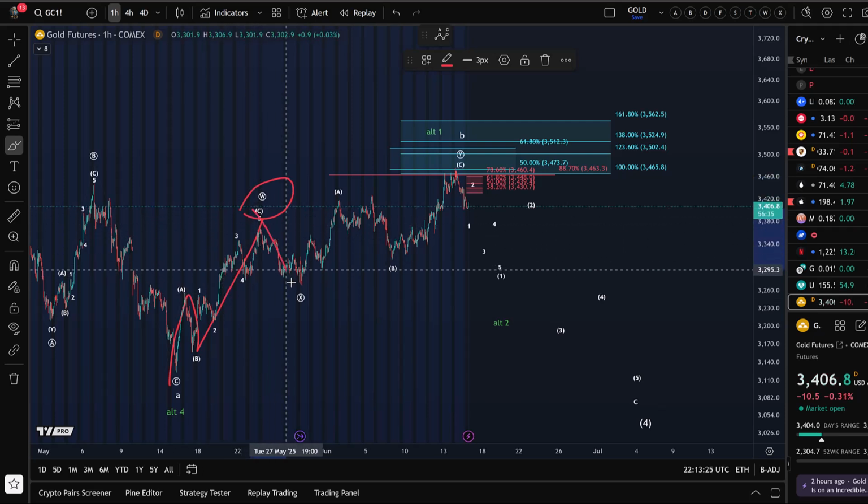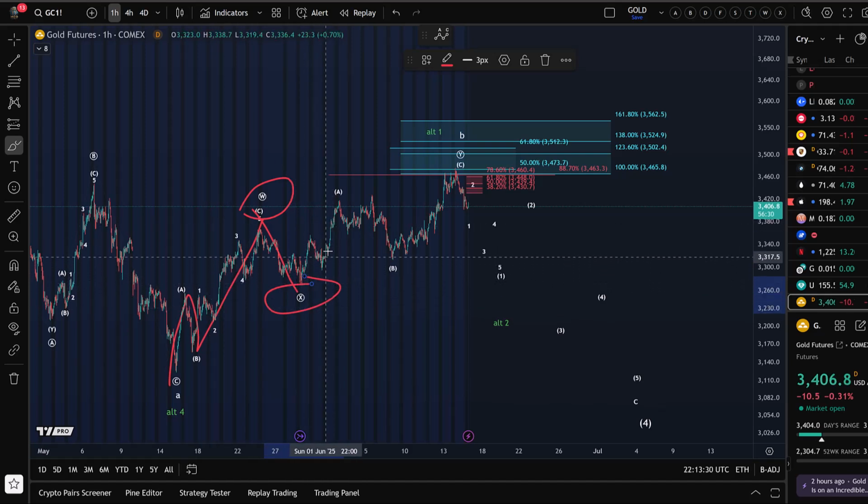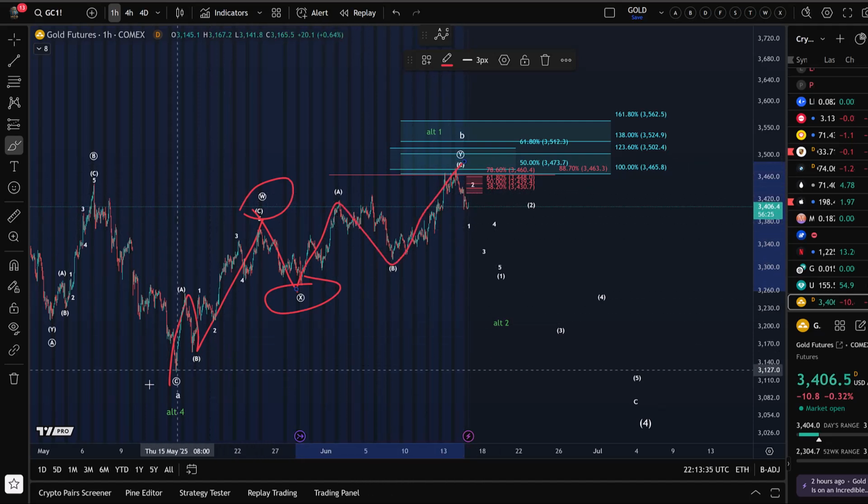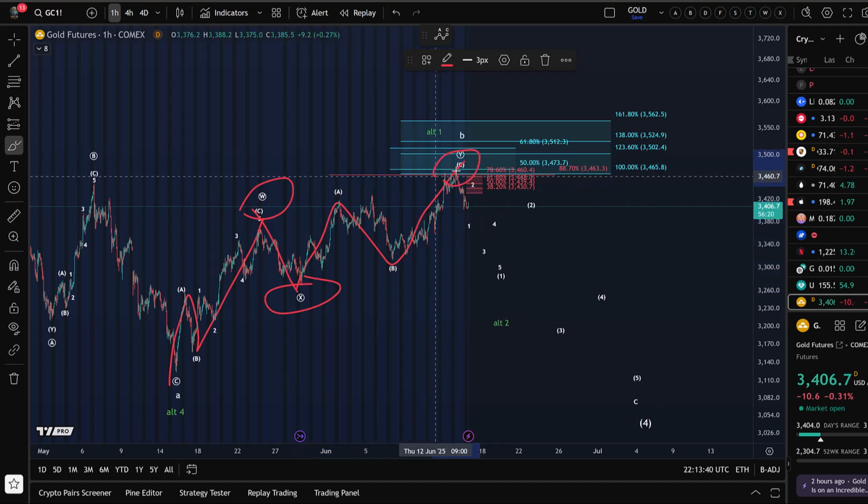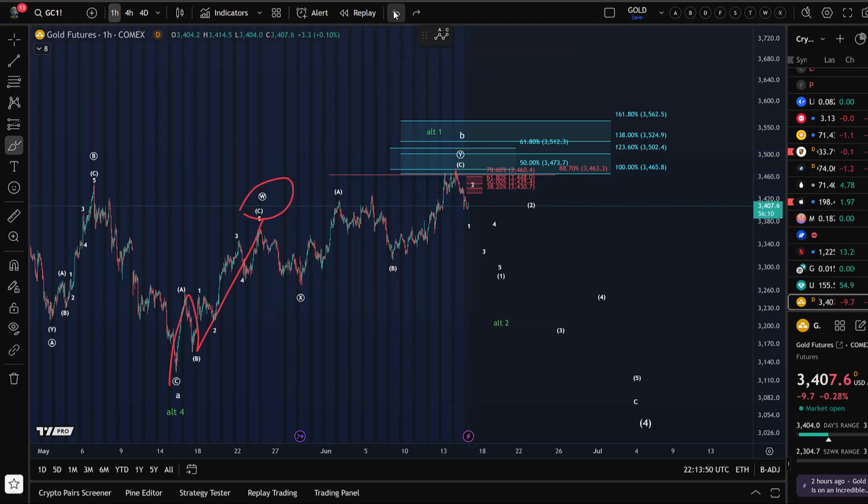We have a pullback, in this case the X wave, and then another rally, also in 3 waves, A, B, C. And that gives us a 3-3-3 pattern. That's a WXY structure. And B waves are quite frequently WXY structures. It's not the most common pattern, but it is still quite common. And it's reached, let's say, a cluster of resistance here. And we have 3,460 here, roughly, as key resistance.